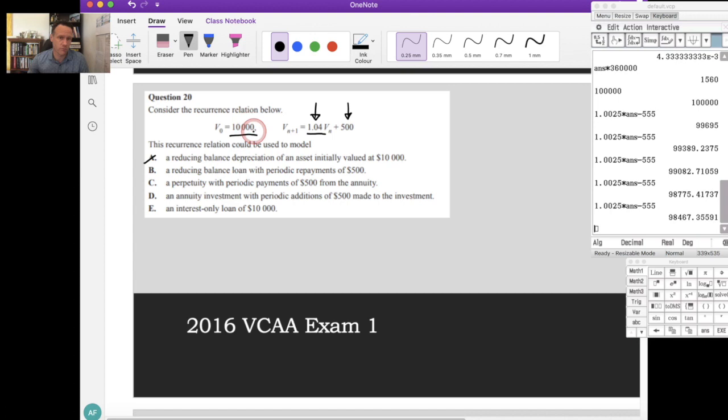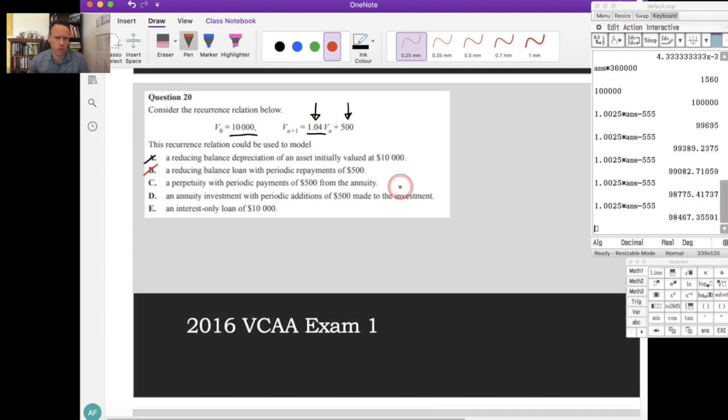This is the original value of the asset. These would need to be reducing somehow, and then we've got this payment here anyway, so you can't artificially add to the value of something in a reducing balance depreciation. B, a reducing balance loan with periodic repayments. Okay, so a reducing balance loan, if this was our loan, $10,000, this would want to be a negative to reduce it. The interest could stay as it is because that would be the bank adding to its portion. So we're not going to go with B.